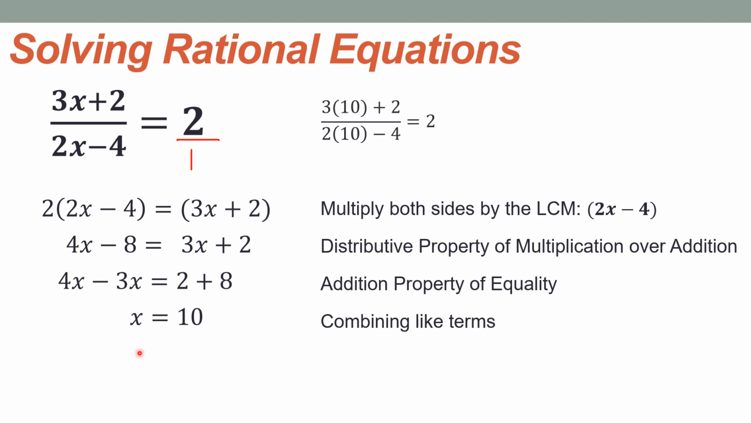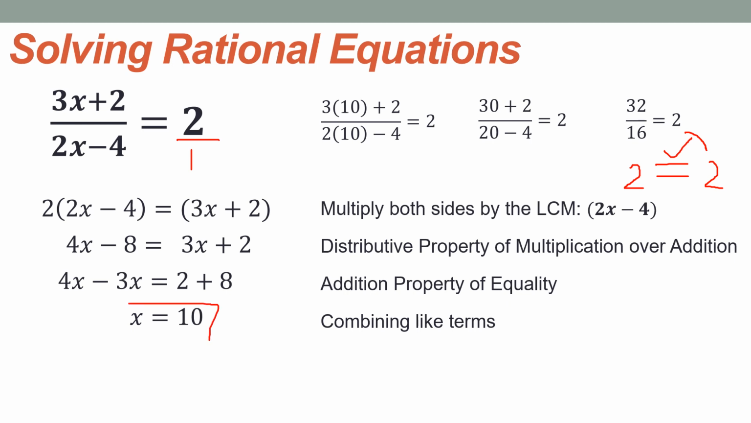So, meaning to say the value of x is equal to 10. Upon substituting 10 to this equation, giving us 3 times 10 plus 2 over 2 times 10 minus 4 is equal to 2. So, 3 times 10 is 30, 2 times 10 is 20, 30 plus 2 is equal to 32, 20 minus 4 is equal to 16, which is equal to 2. Now, dividing this, 32 divided by 16 is equal to 2, which is equal to 2. Okay? Both sides of the equation are equal. That's why x here is really 10.